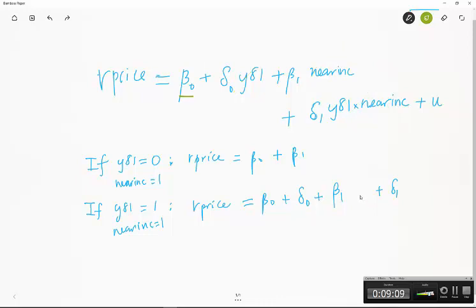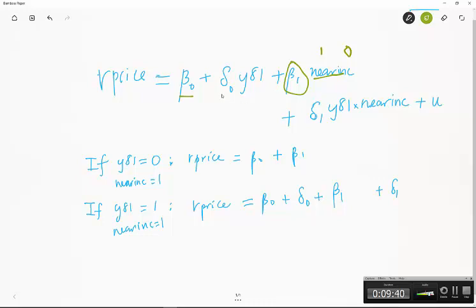What about beta 1? Beta 1 is here. Beta 1 measures the location effects, not due to the presence of the incinerator. So that means that it captures the effects of whether it is 1 or 0, whether it is near the incinerator or not near the incinerator. Okay, so that is beta 1.